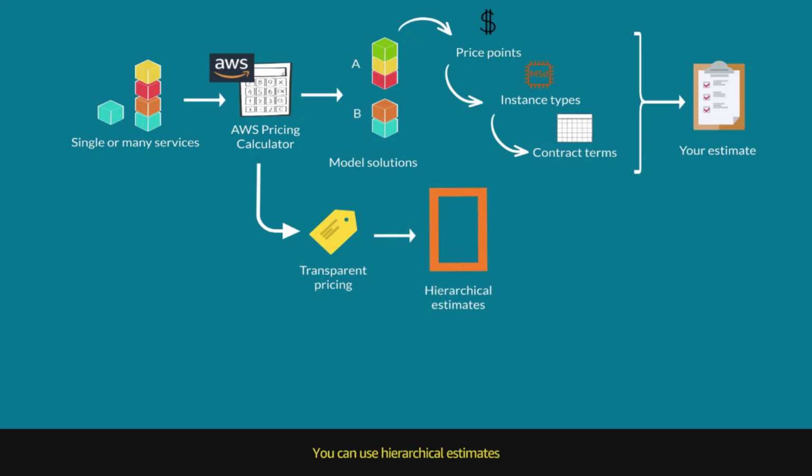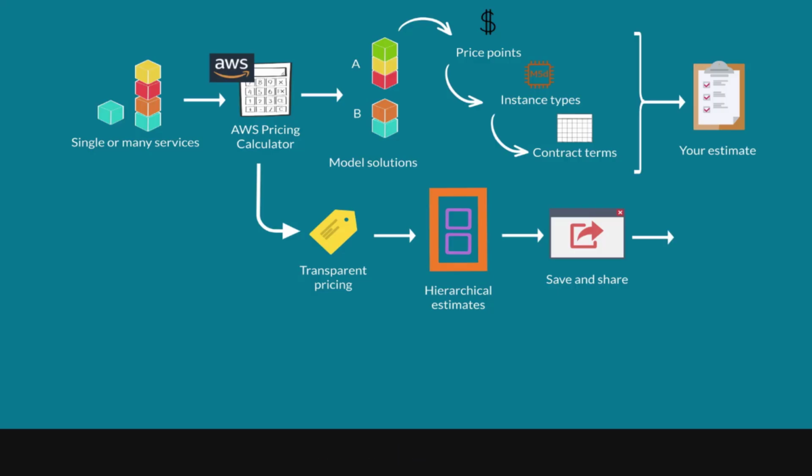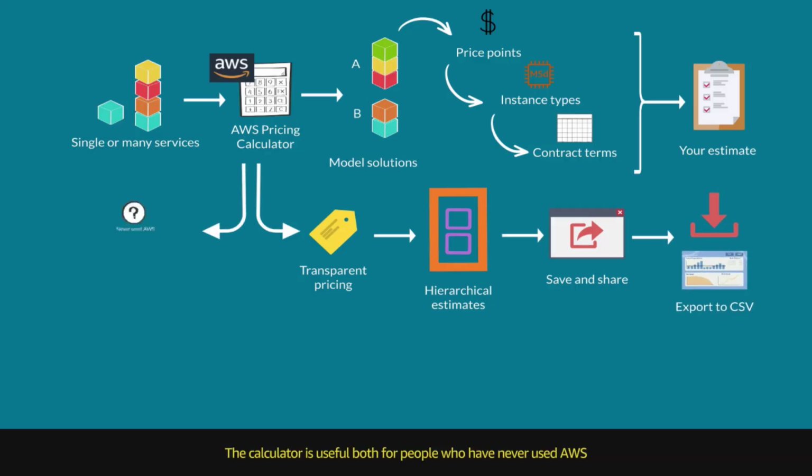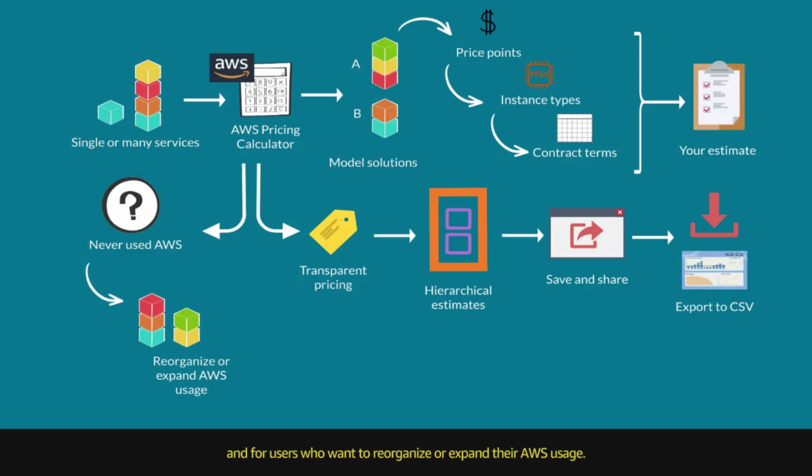You can use hierarchical estimates to see and analyze service costs, grouped by different parts of your architecture. You can save each estimate's unique link to share, or revisit directly through your browser, and you can export your estimate to a CSV file. The calculator is useful both for people who've never used AWS and for users who want to reorganize or expand their AWS usage.